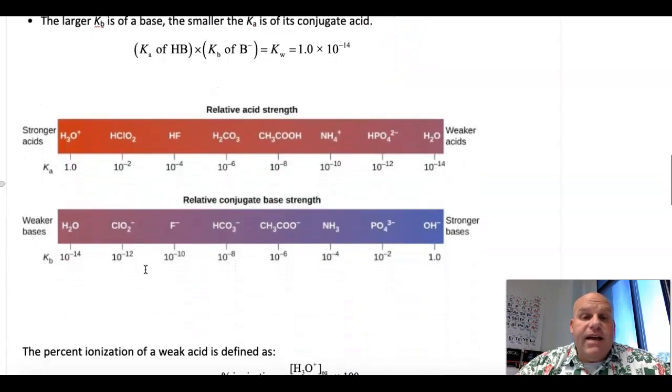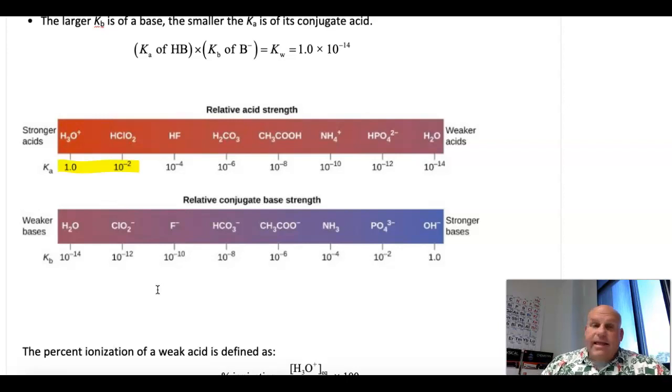Here you can see that relationship that I talked about a second ago. As I get towards the side of strong acids, my Ka value is going to get larger. Over here on the left, we have larger Ka values because we have stronger acids. And the effect that has is I have weaker Kb values, so weaker conjugate bases.